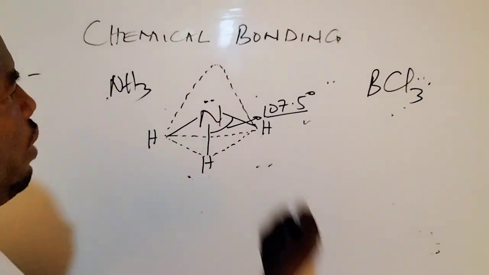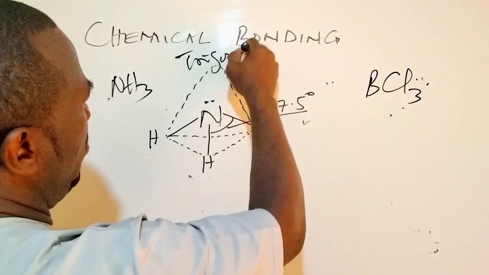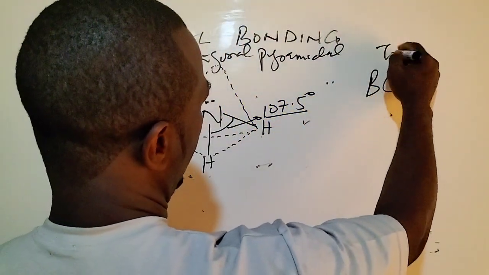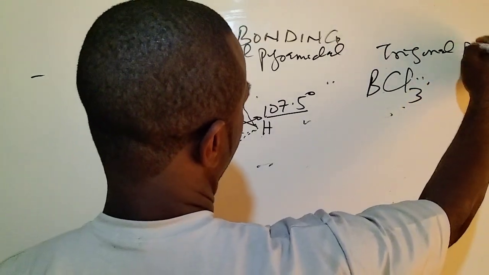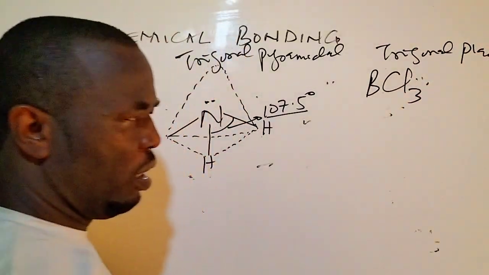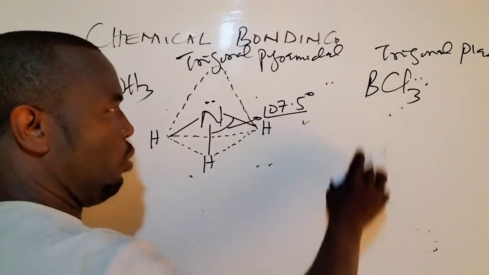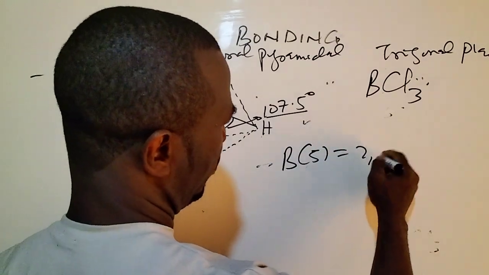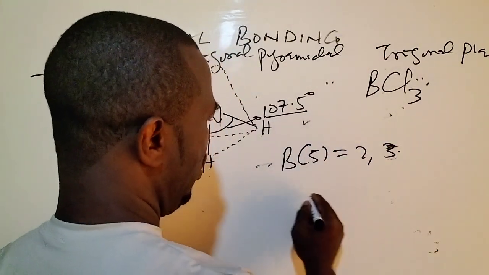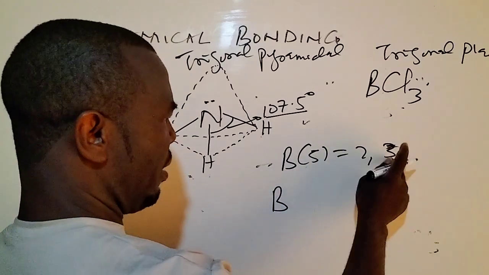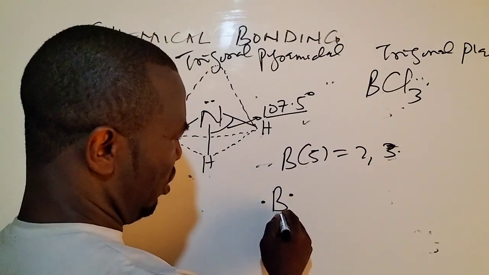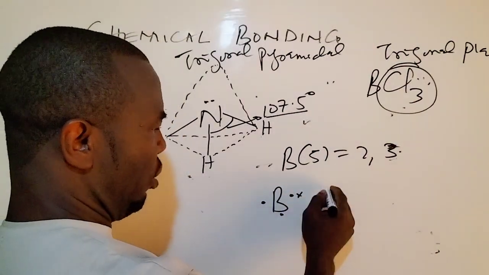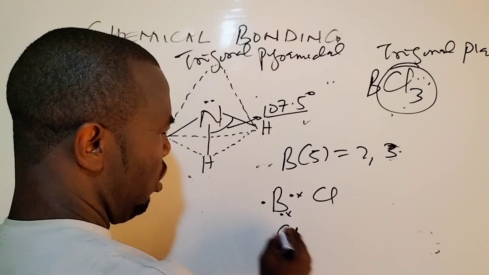But one is trigonal pyramidal, and the other is trigonal planar. So what's the difference between the two? In this one, the central atom is boron, with atomic number 5, that is 2, 3. It has 3 electrons in the outermost shell. We need chlorine. Chlorine is a halogen, and each chlorine brings 1 electron, 1 electron, and 1 electron.